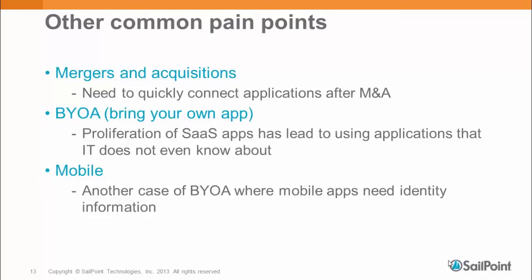IT may not even know that your division in the organization is using that, and that can be a pretty big problem, especially when an employee leaves your company, right? Because if IT doesn't know you're even using the system, and an employee leaves your company, how do you get rid of that access? And that's what leads to some of these security breaches and things like that in the news all the time. And there's also mobile. That's sort of a special case of bring your own app, but people are using mobile apps like crazy these days. They almost always have to deal with identity, and so getting that integrated in as well.